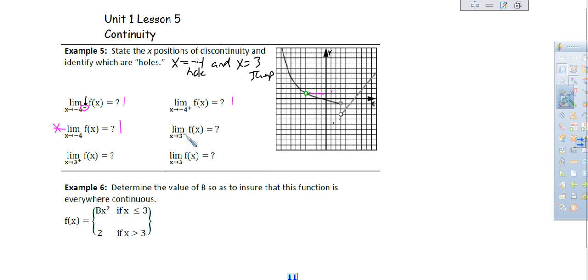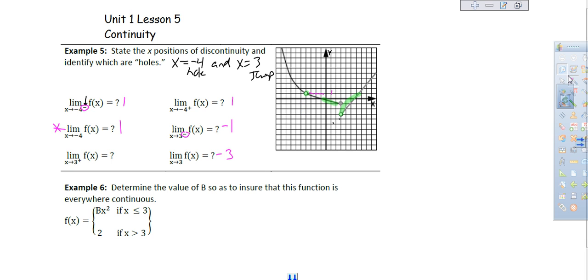Okay, so the next part says the limit as we approach 3 from the left. As we approach 3 from the left, we are sliding this way, and it looks like we approach -1. And as we approach 3 from the right, we're coming from this direction, and we approach -1 also. So this is just identifying graphically where the discontinuity points are and what the limits are.